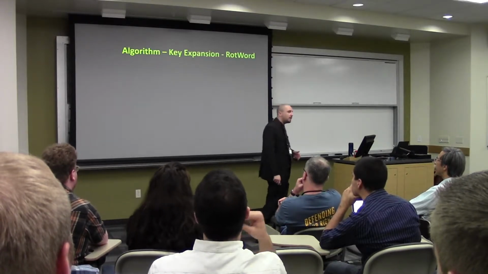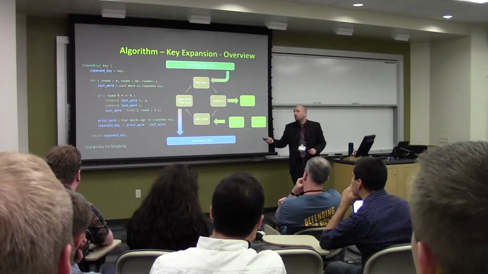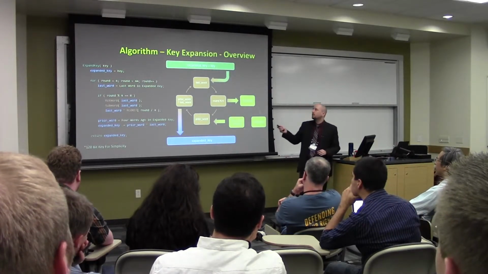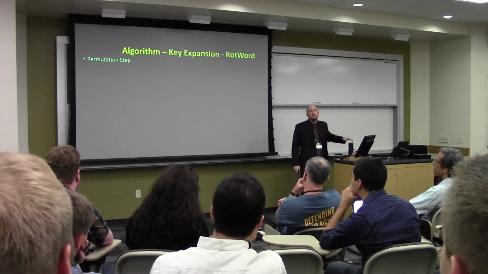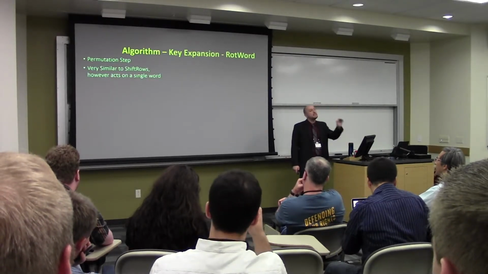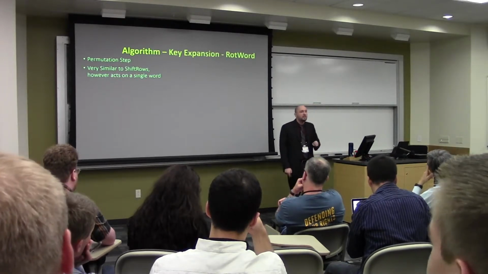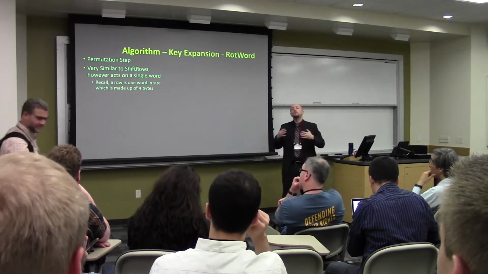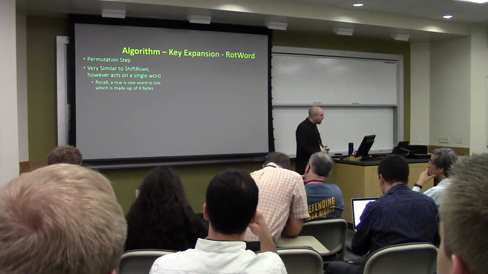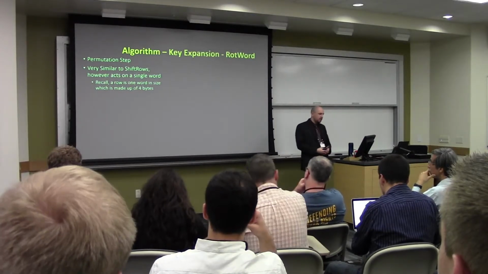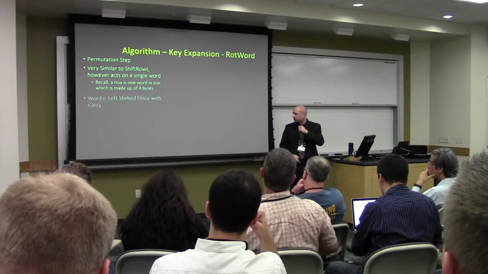First operation we're going to talk about is rot word. Before I do this, I want to make sure this point is clear. We're only performing these operations on certain parts of the key. So for rot word, this is the permutation step. It's very similar to how shift rows works. However, in this case, it acts on a single word. As we're going through these rounds, we're always dealing with a word. Recall a row is one word in size, which is made up of 4 bytes. So we're talking about 4 bytes.